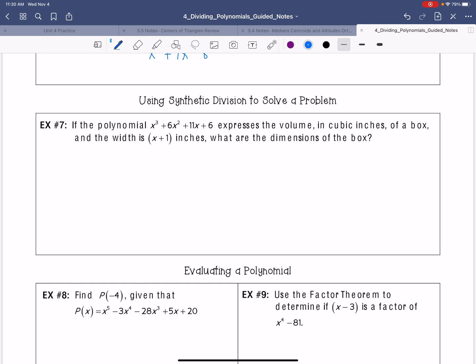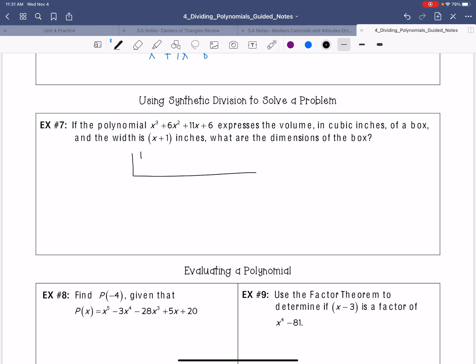Okay, so this next guy says, if the polynomial x cubed plus 6x squared plus 11x plus 6 expresses the volume in cubic inches of a box with the width x plus 1 inches, what are the dimensions of the box? So we're going to divide out that x plus 1 because we know x plus 1 is a factor. Because we know x plus 1 times 2 other factors gives me the volume of this box. So, dividing it out synthetically because that's way faster.